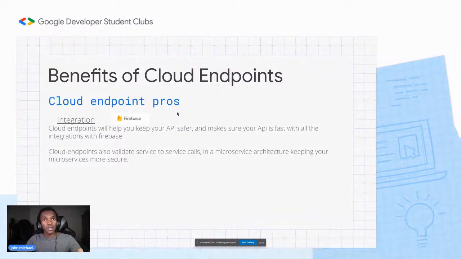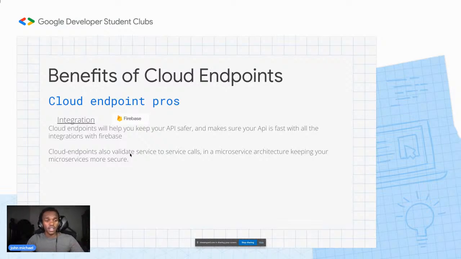And we go ahead to the benefits of Google Cloud Endpoints. So one of the benefits is you can integrate it with different services in Google. One of them is Firebase, for example. And the other reason why cloud endpoints are important, it's because when it comes to software which is architected in a microservice way, you'll be able to ensure secure communication between them.